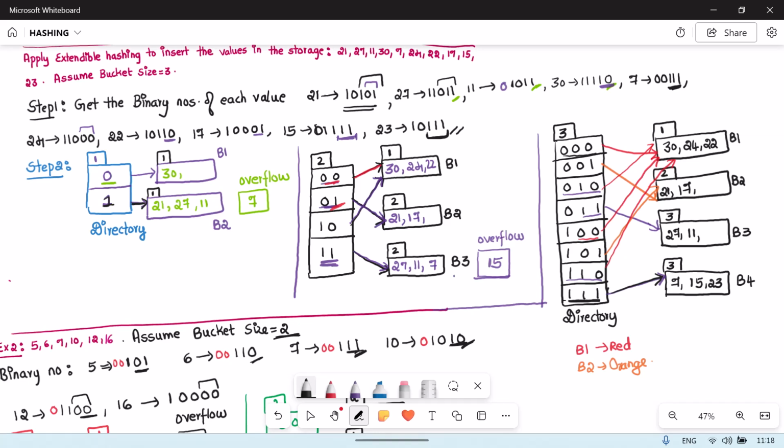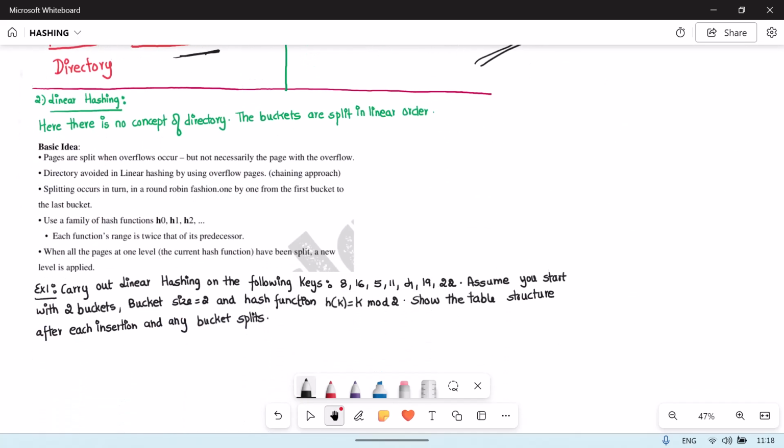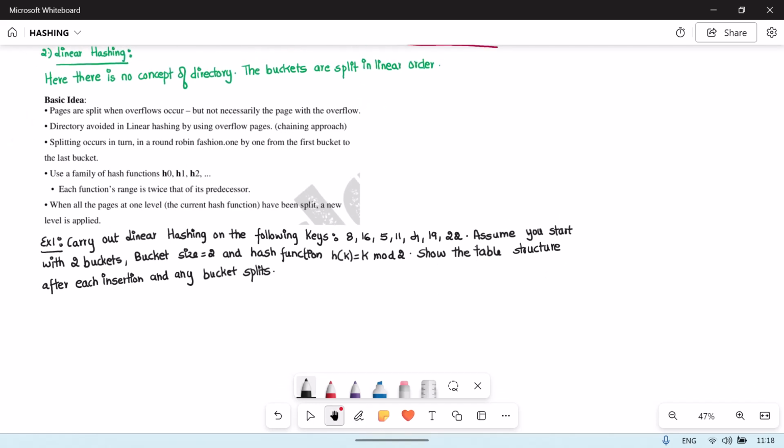While increasing its local depth, also increase the global depth of the directory, and based on the formula of 2 to the power of n, place the values like this. You go on doing the extendable hashing. Okay. Next is the concept of directory less dynamic hashing.